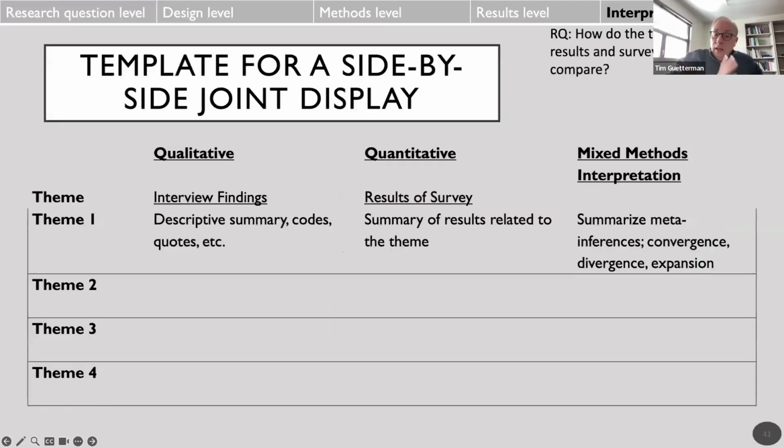So in these slides, and I'm very happy to make these slides available, I also have some templates for joint displays. So here's a template for a side-by-side joint display. It can be organized in either way, but I have qualitative column first, organized by themes, then a quantitative column, and then the mixed methods interpretation. And this could address a research question such as, how do the thematic results and survey results compare?